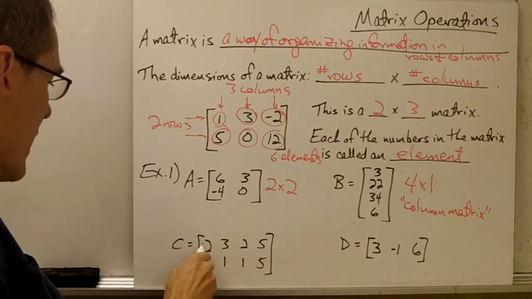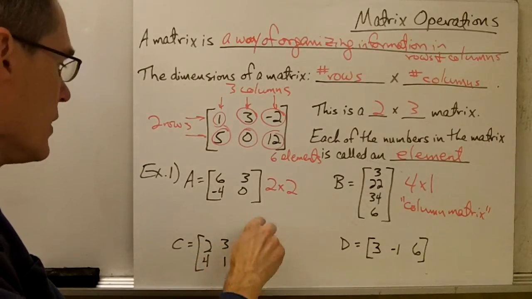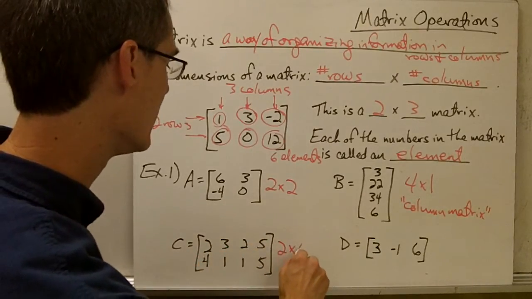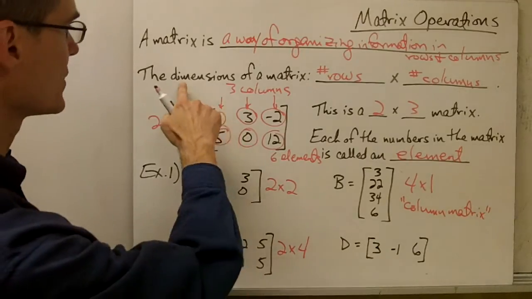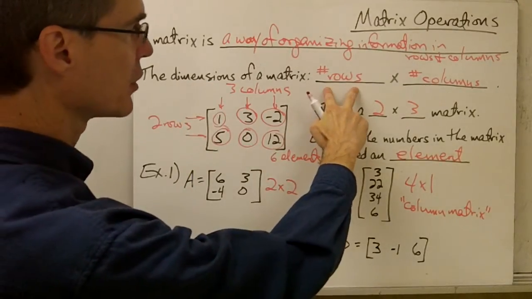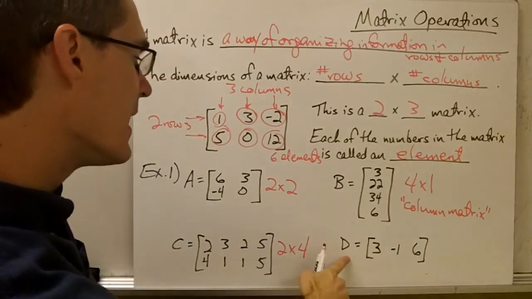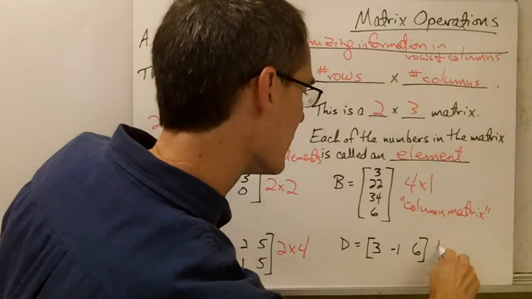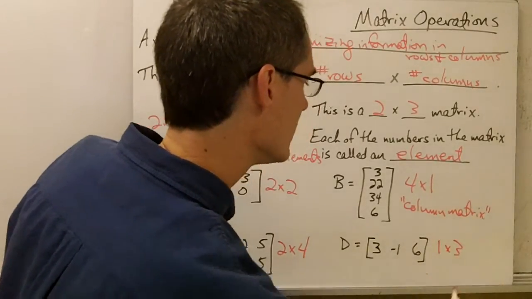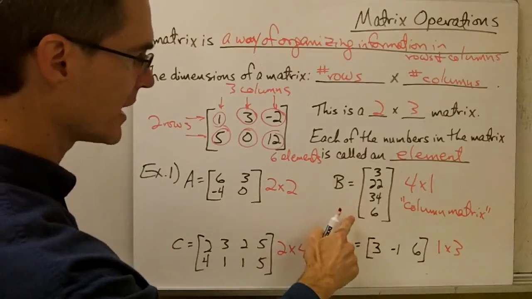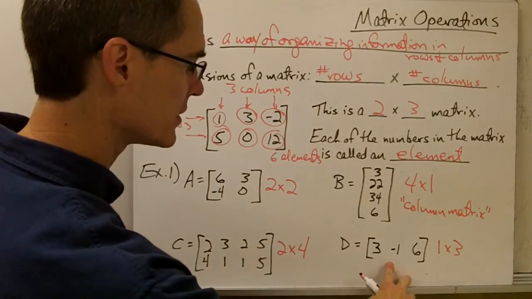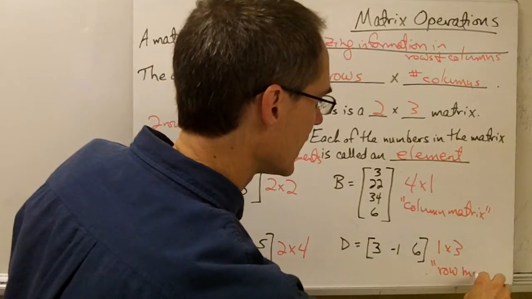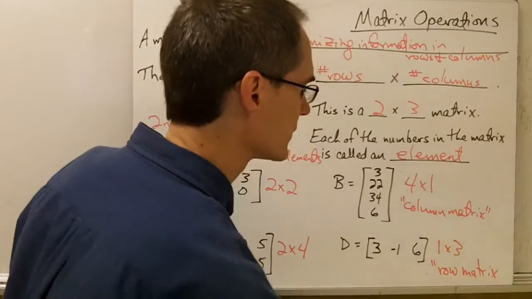Matrix C down here, let's see, I've got 2 rows and 4 columns. So this is going to be a 2 by 4 matrix. Remember, we always write the dimensions of the matrix as number of rows first by number of columns. Finally, matrix D, I've got 1 row and 3 columns. So this is going to be a 1 by 3 matrix. And similar to the column matrix, if I have a matrix like I do here for matrix D that just has 1 row, any matrix that just has 1 row is often called a row matrix.